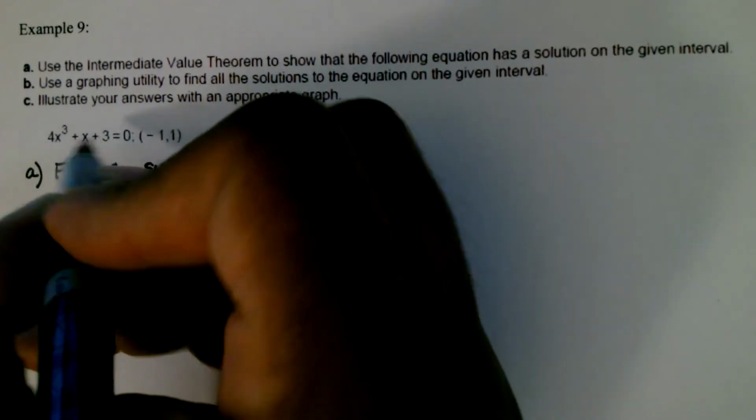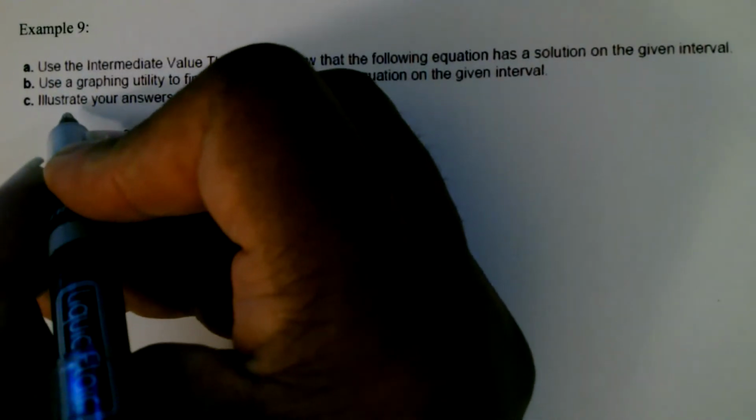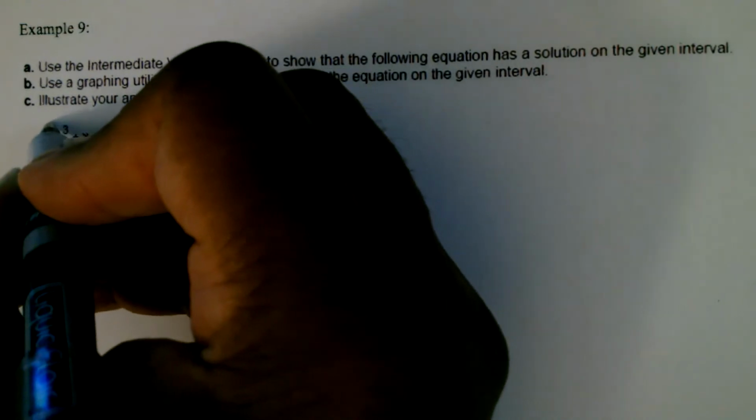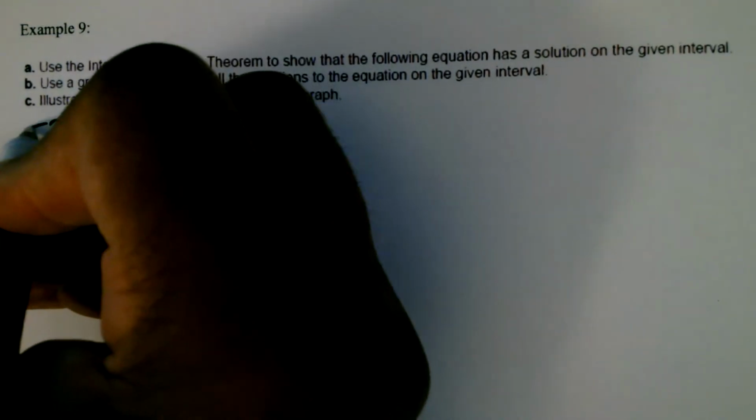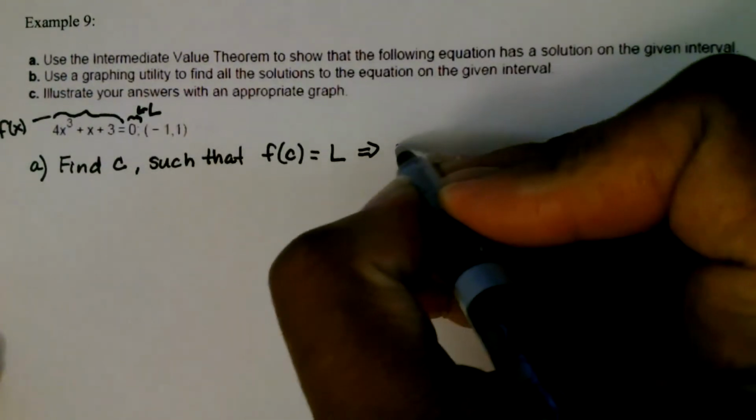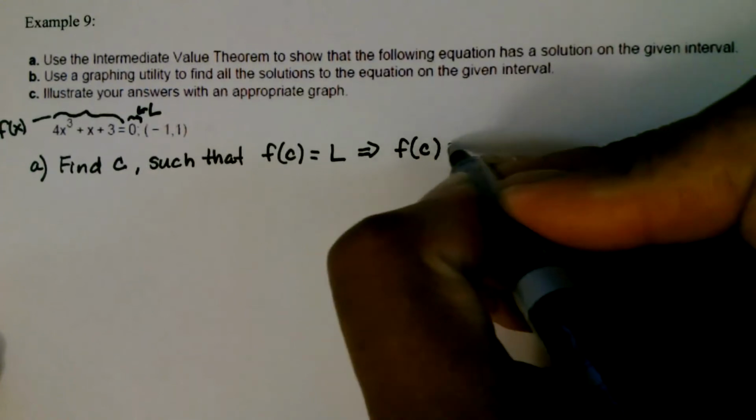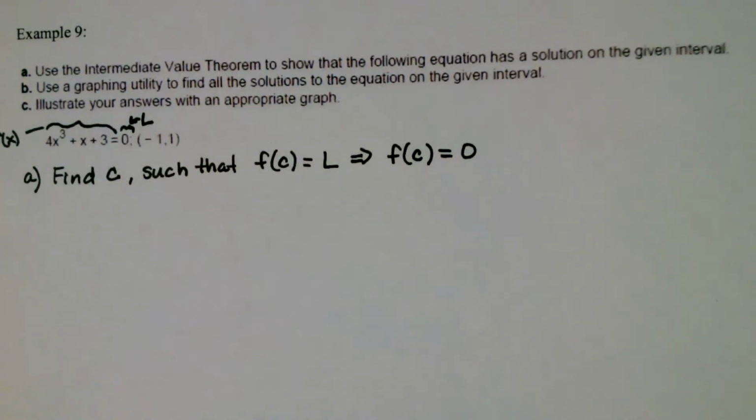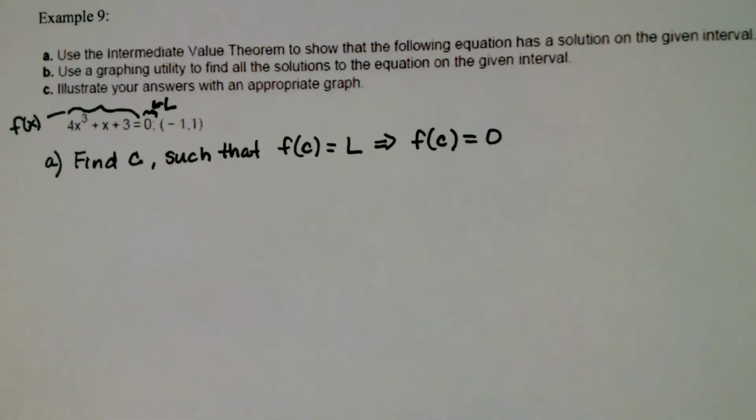Now, let's identify this equation. That 4x cubed plus x plus 3, that part right there represents f of x. The 0 that you see here after the equal sign, that's the L, the limiting value. So in this case, L is equal to 0. What that means here is we're finding some C where f of C has to be equal to 0.